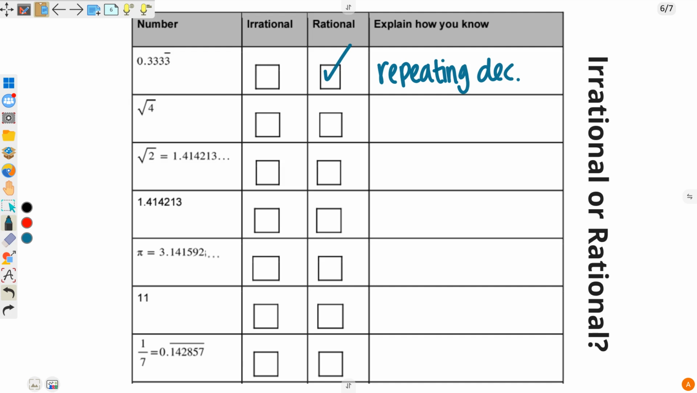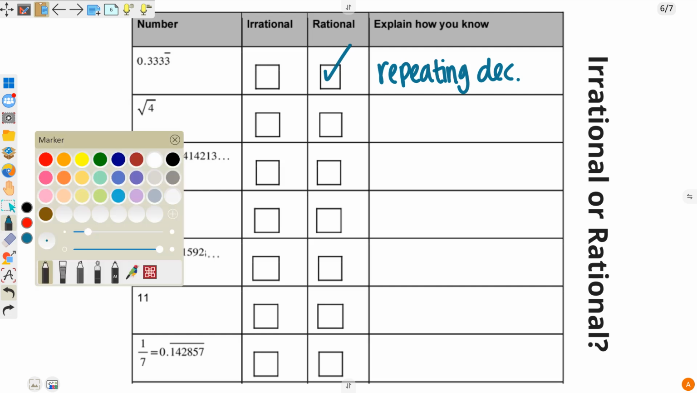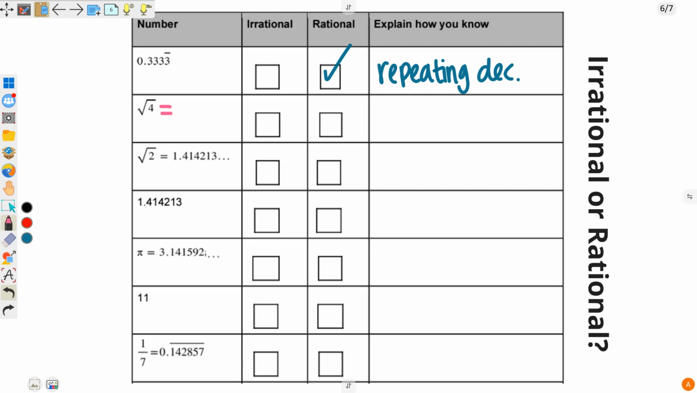What about the next one, square root of 4? If you type that into your Desmos Scientific, what does that give you? If you look on the board, what is the square root of 4? Square root of 4 is 2. 2 is a whole number. If it's a whole number, what is it? Rational. We know that because square root of 4 is a perfect square.